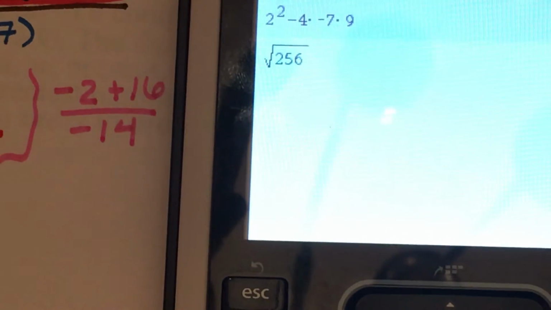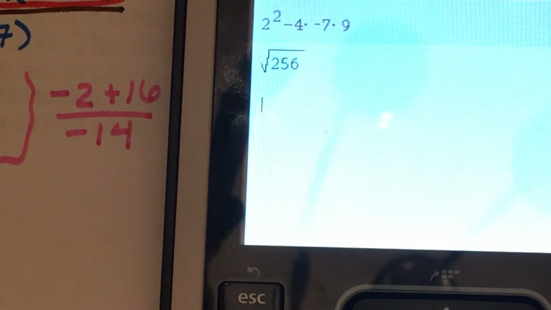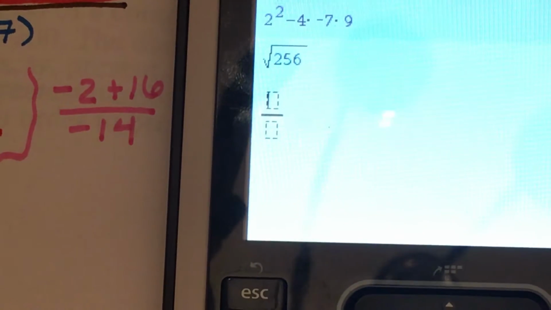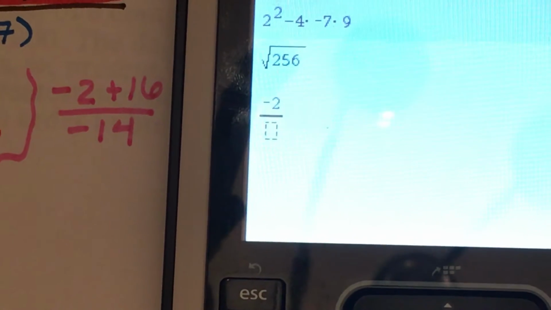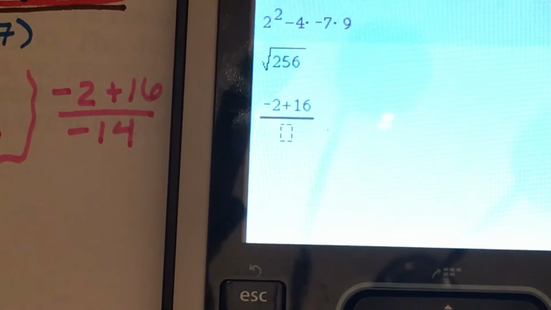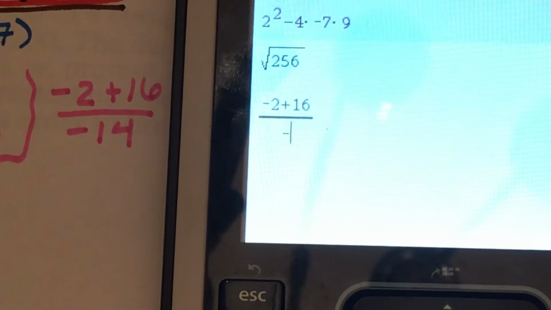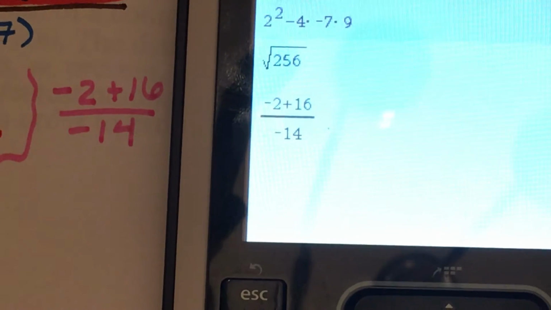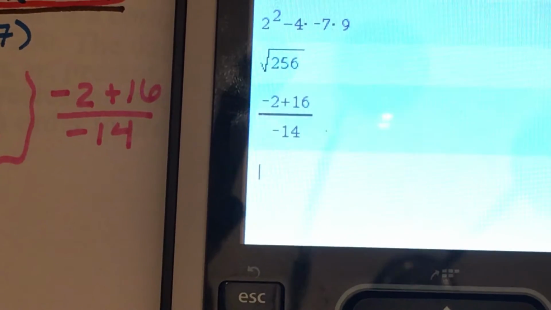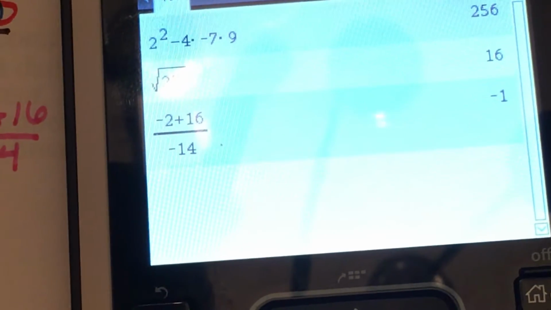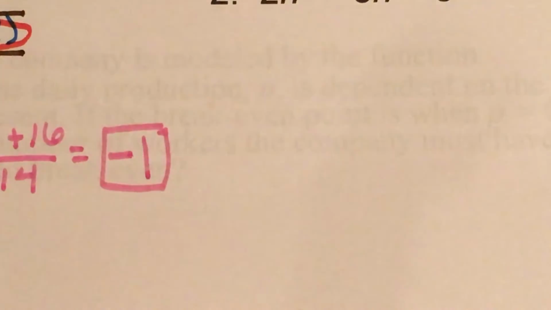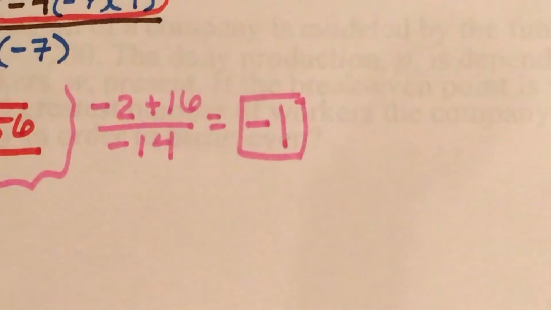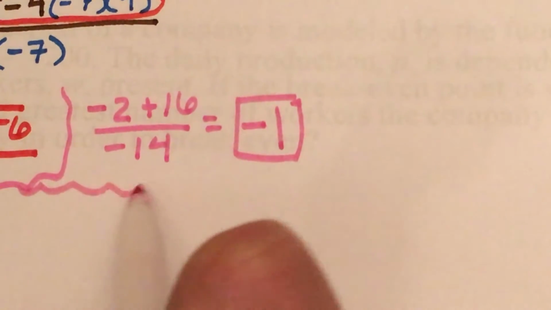So remember, if you push control and then divide, a fraction will show up. Oh yeah. So -2 plus 16, arrow down, -14. Enter. Did you get -1? Sweet, then you did this right. That is one of your x-intercepts. That is one of your roots.